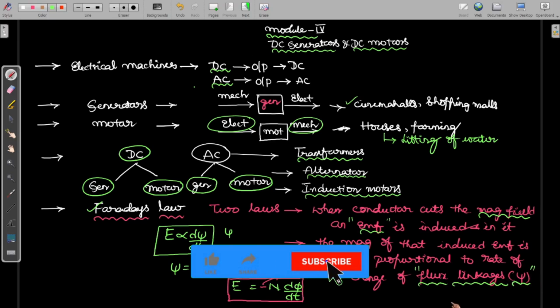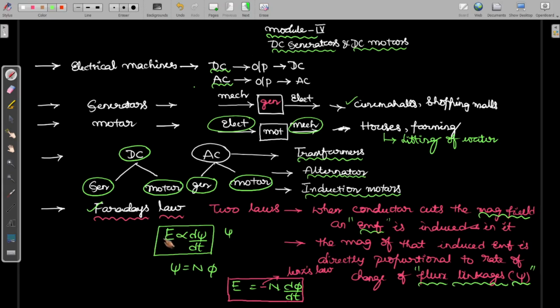Flux linkages are normally represented with psi. If you write that statement in mathematical form, E is directly proportional to d psi by dt, and we can write psi as N into phi. So substituting, E equals minus N into d phi by dt, where N is the number of turns of the conductor and phi is the flux linking with the conductors. The minus sign is due to Lenz's law. This is the equation of the induced EMF.